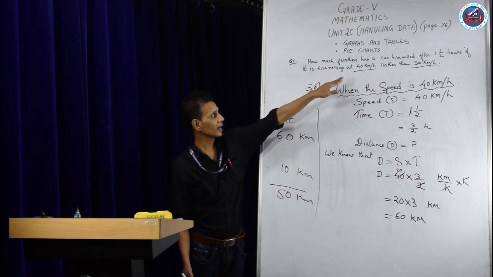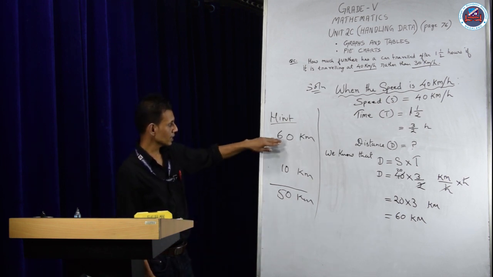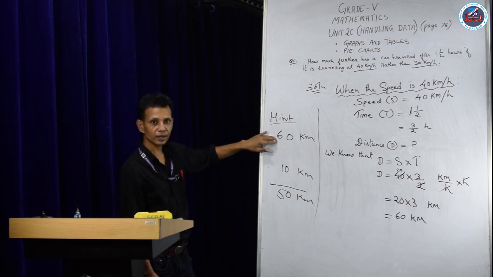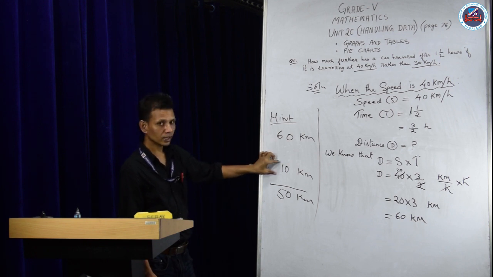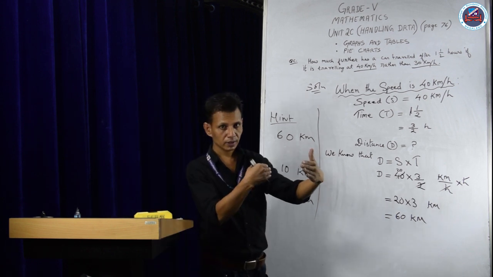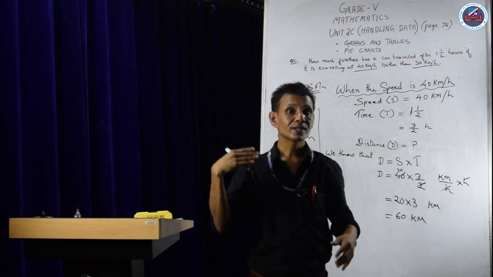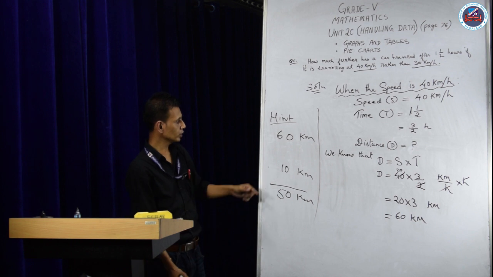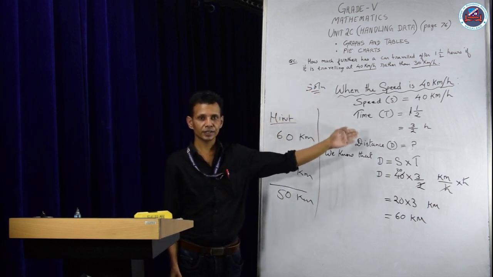How much further has the car traveled? Do you agree or not? Because 60 minus 10 is 50. 50 extra is here, right? Do you agree? At 30 kilometers per hour speed, only 10 kilometers covered, and here 60 kilometers covered. So how much extra? 50, right? All you need to do is 60 minus 10, 50. Something you need to work out here also.